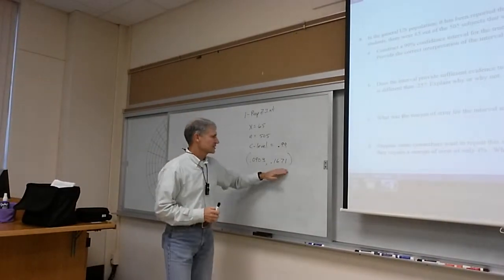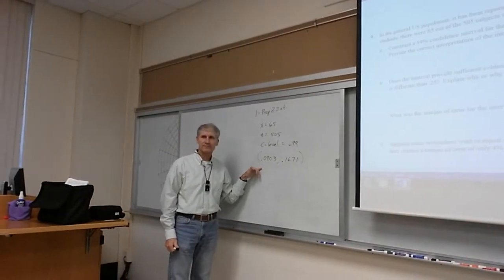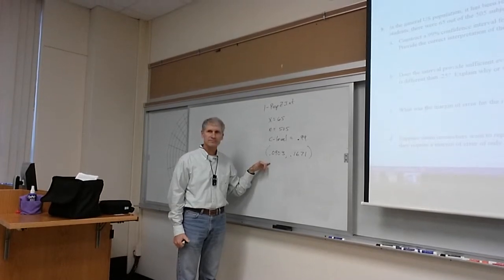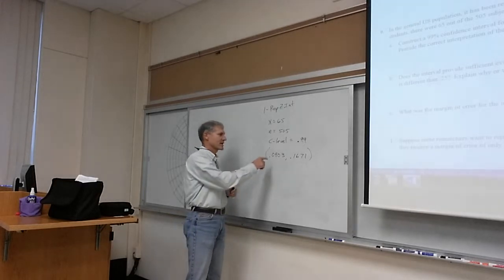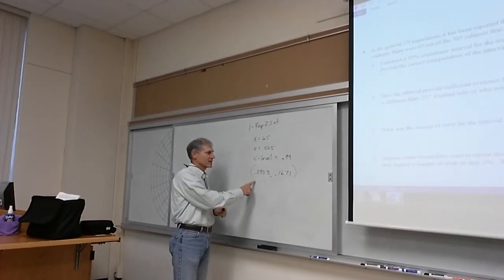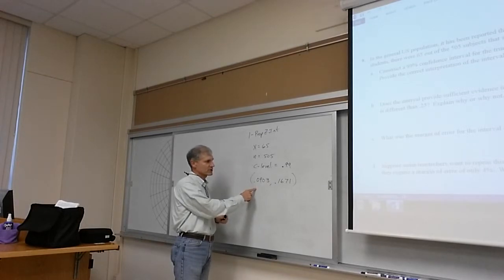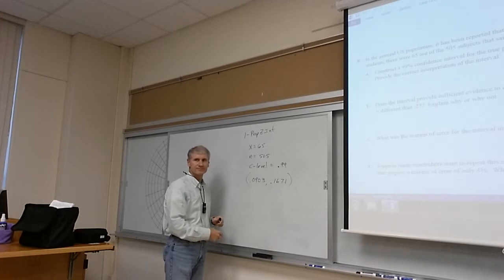So what is the interpretation of this? 99% confident that the true population proportion of college kids who smoke lies between that interval. Okay, very good. We are 99% confident that the true proportion of college students who smoke lies within this interval.